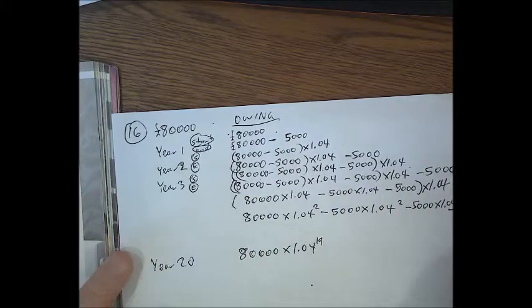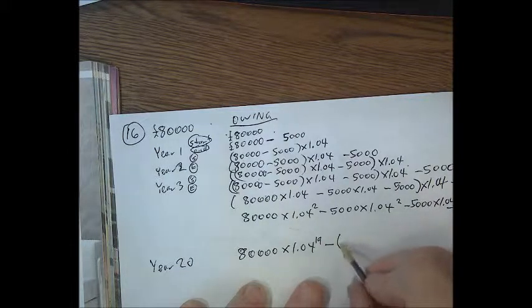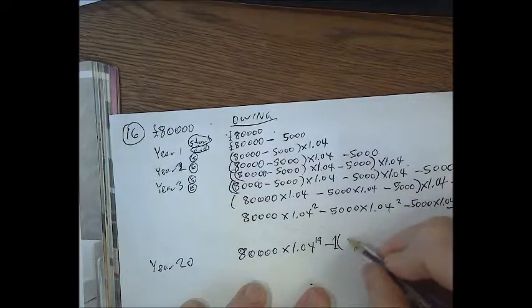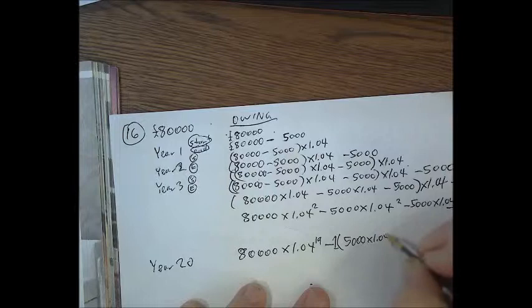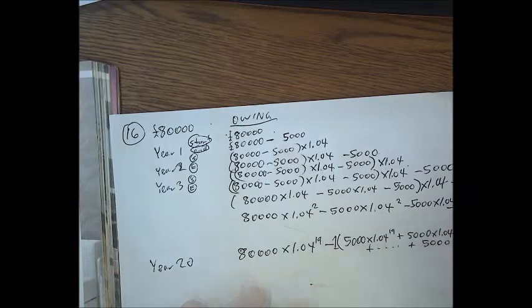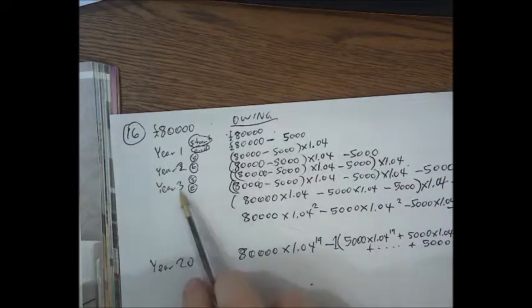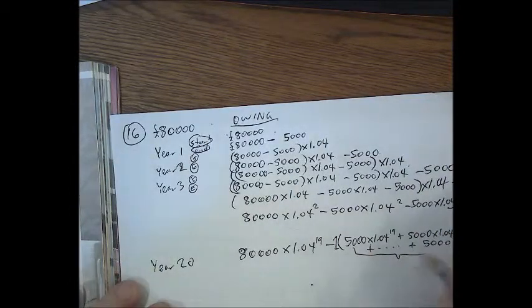And then we're going to have a whole bunch of 5,000s. Now I'm actually going to put a bracket with a -1 there. This was always the same as that. Now how many of those were there? There were the same number of these 5,000 businesses as the year number. So this will have 20 terms.